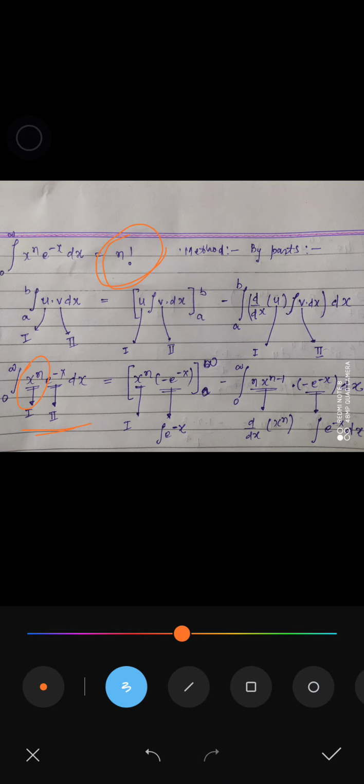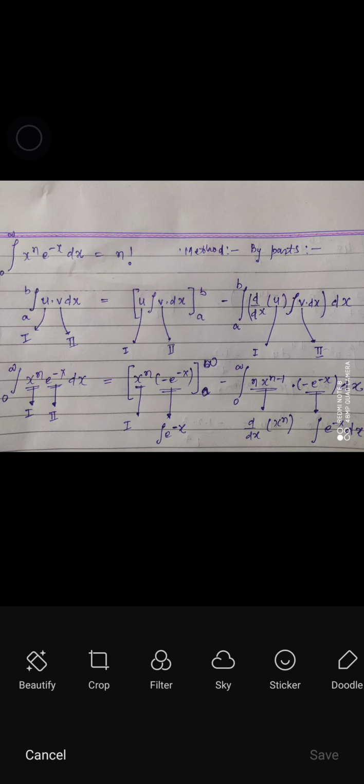Now you must be satisfied with my logic. Putting the values of first function and second function over here: x raised to the power n times the integral, minus e raised to the power minus x, with limits over here, minus the integral of the differentiation, n into x raised to the power n minus 1, and again the integral over here with the limits.